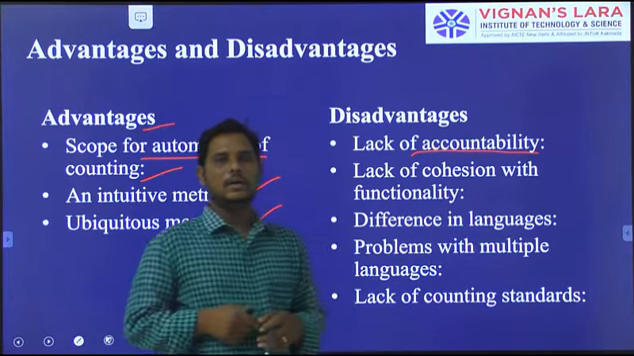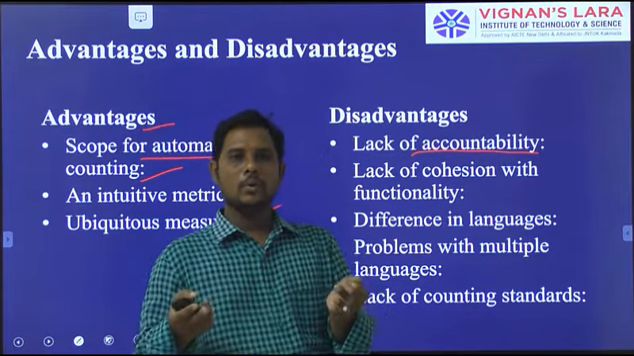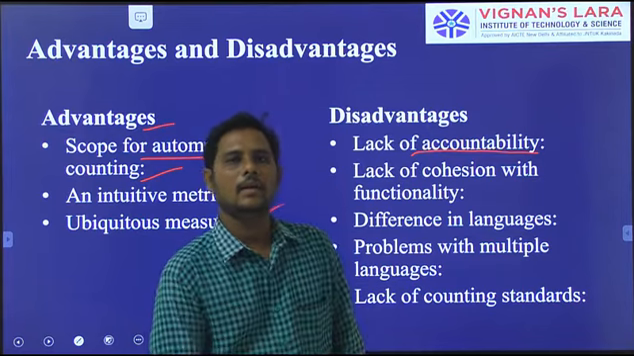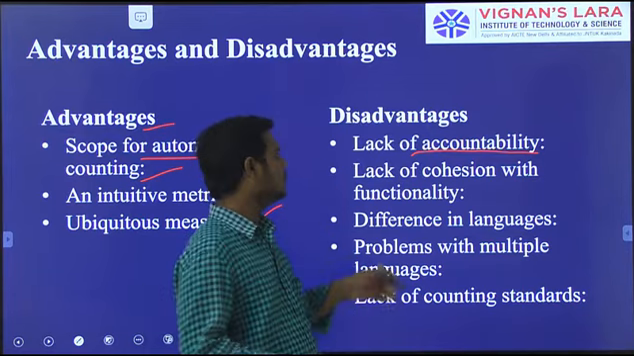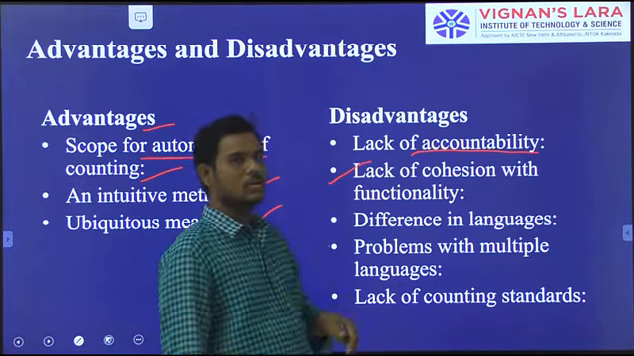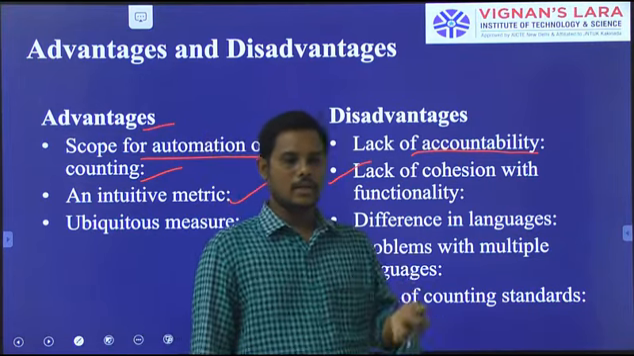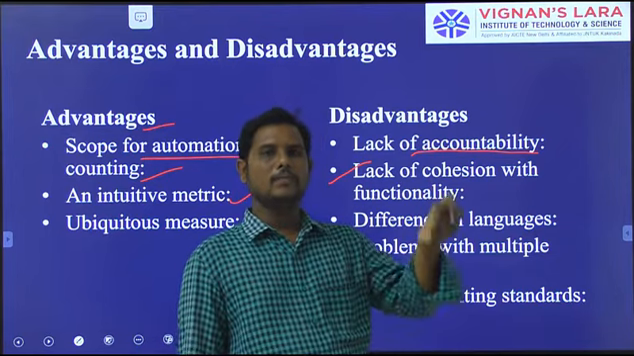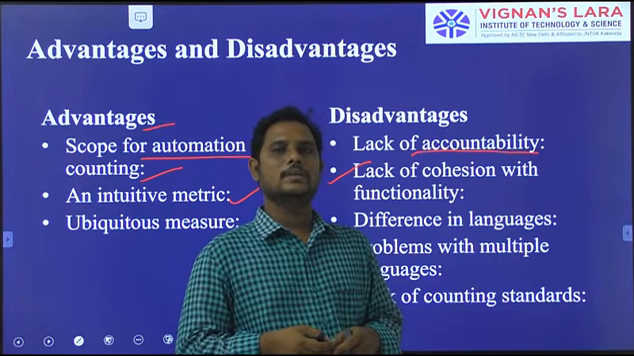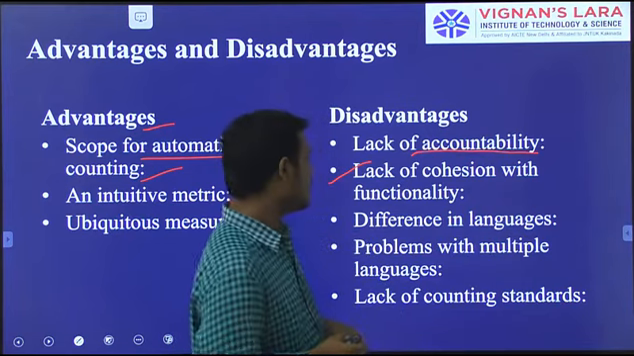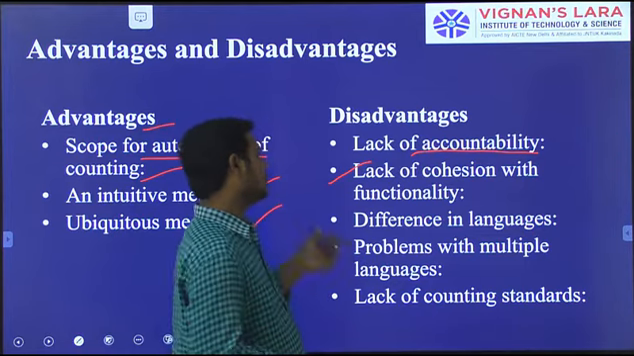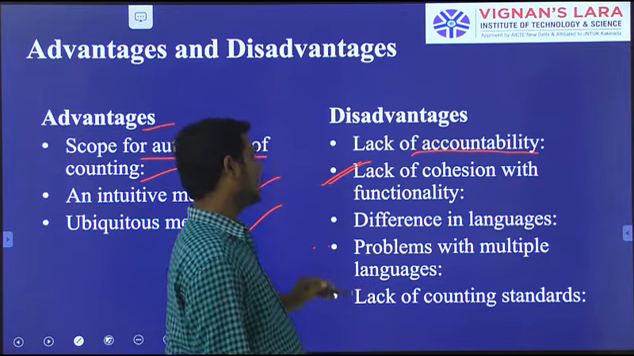It means that we are estimating the project only depending on coding. Is it right? There may be a right or there may be a wrong. So, lack of accountability, and lack of cohesion within the functionality. In other projects, there are many functionalities: a registration functionality, some other process functionality, and so on. But how do we calculate the code? There may be a difficulty, so it is different.